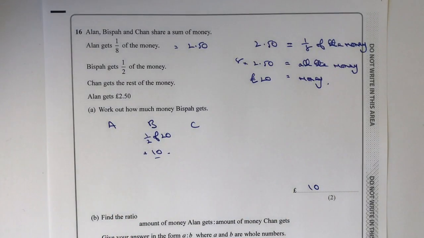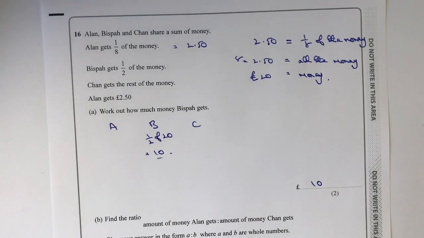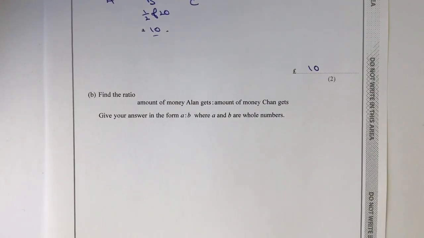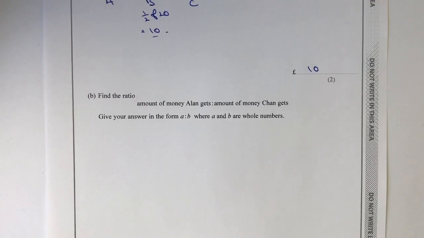Hopefully that's all right. Then the next little bit is: find the ratio of the amount of money Alan gets to the amount of money Chan gets. Give your answer in the form A to B, where A and B are whole numbers. Well, let's just have a look at how we're going to work that out.